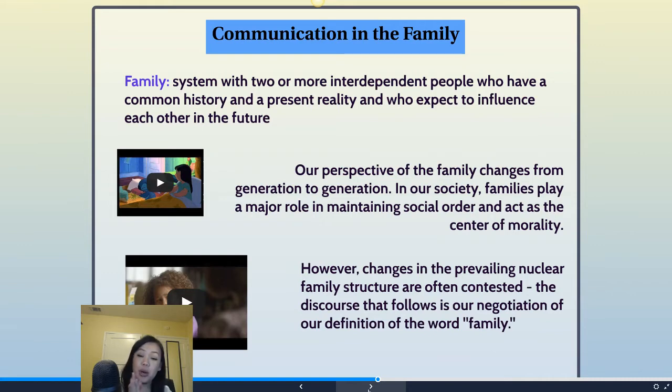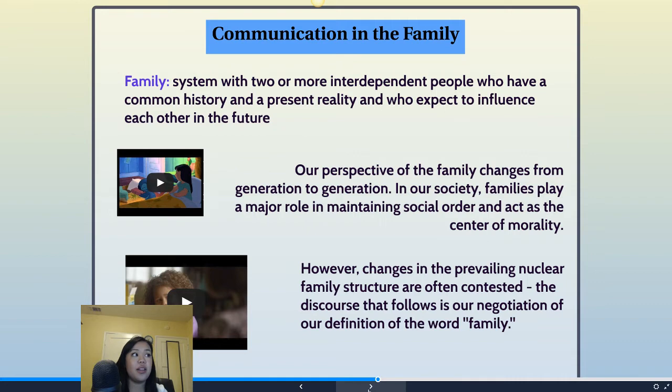And you'll note the definition of family differs greatly from the definition of a friendship, because while friendships are volunteer-based relationships, right? You choose to be friends with someone most of the time. You don't really get a choice with your family. And so families are defined as systems.